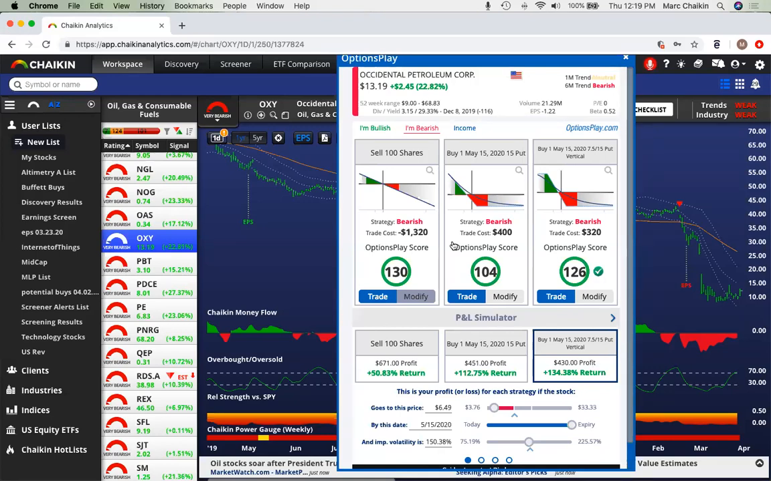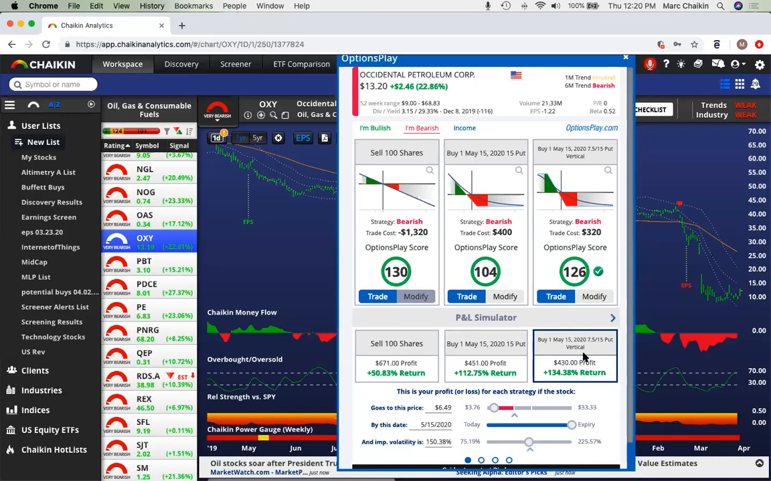Well, Options Play is actually endorsing any way to play it. Short the stock, a big green circle, buy a put, that's a lower score, or buy a vertical put spread. So very often, vertical put spreads, especially when option premiums are high, enable you to reduce the cost of a put option by selling an out-of-the-money put option as part of the vertical spread.